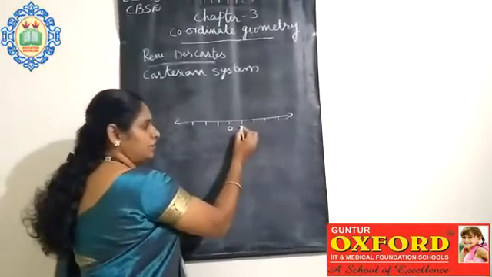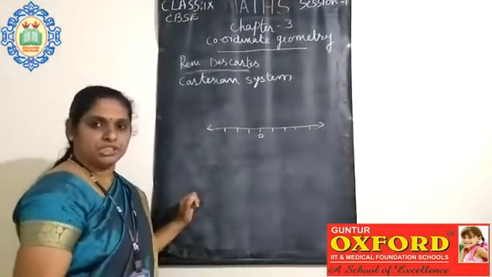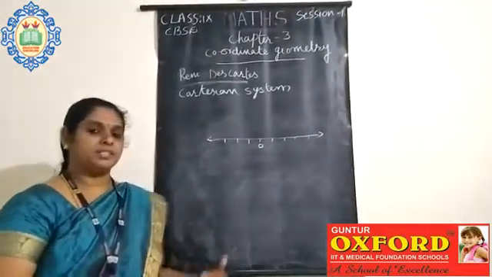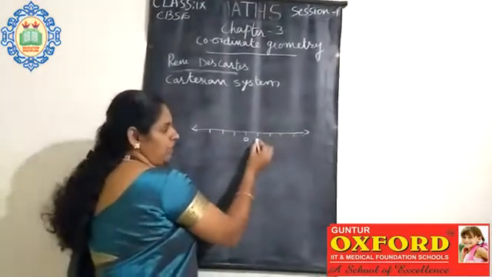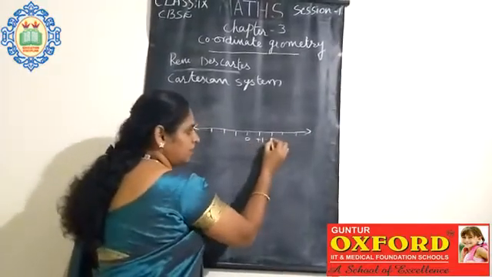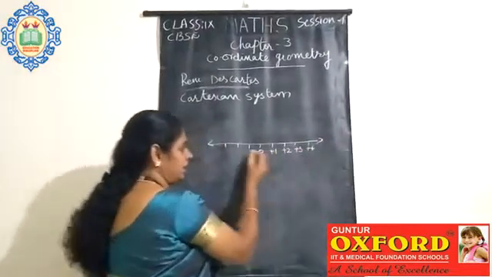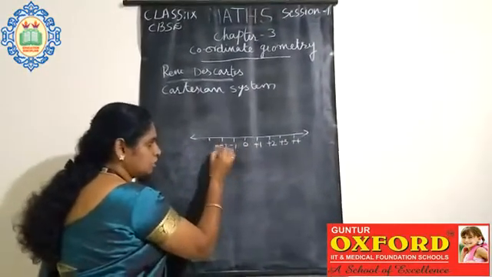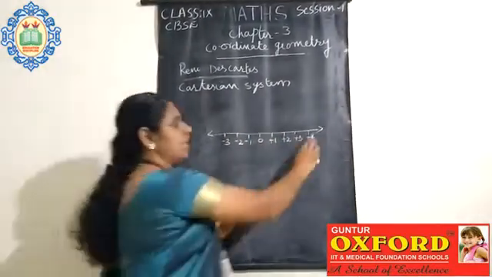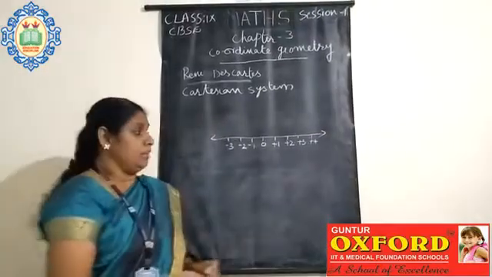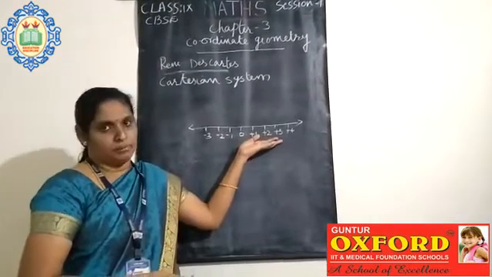Here I will mark them. The positive numbers are plus 1, plus 2, plus 3, etc. Negative numbers are minus 1, minus 2, minus 3, etc. In the same way we can extend this line and find any number on a number line. Infinitely many numbers can be located on a number line.